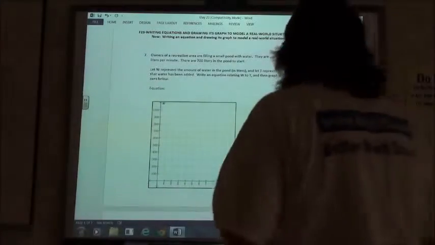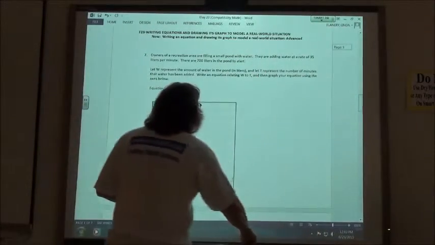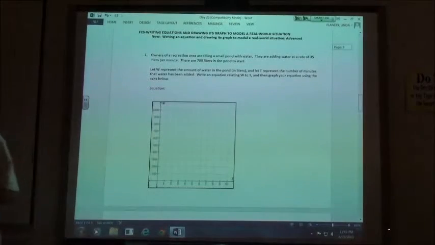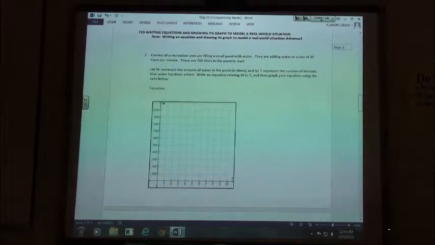The next ones, we are writing equations and drawing graphs that model real-world situations. We all know that we really don't do math just because it's really fun to do, but probably because we might take a science class or something like that where we want to apply it to real life.